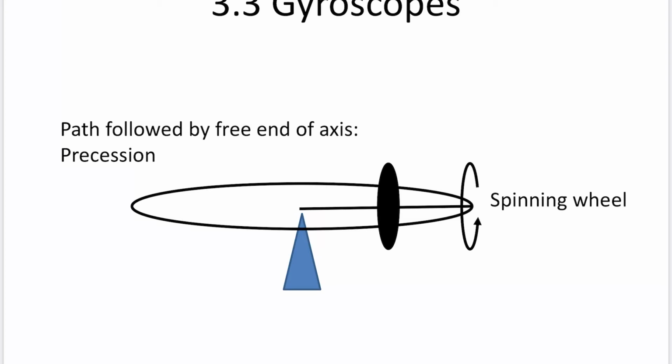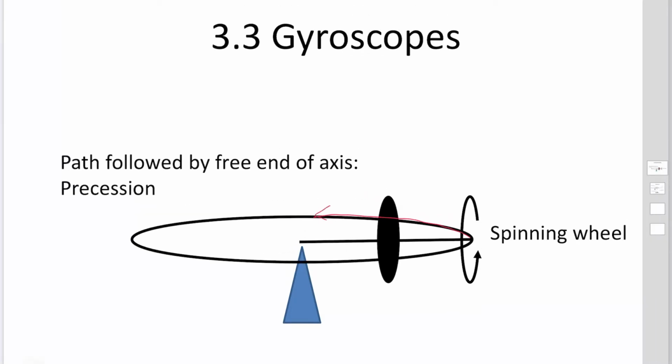So in these sessions, I'd like to explain the gyroscope. A gyroscope is a spinning wheel. This object is making a spinning motion, and this spinning axis is also making circular motions. We call that precession.